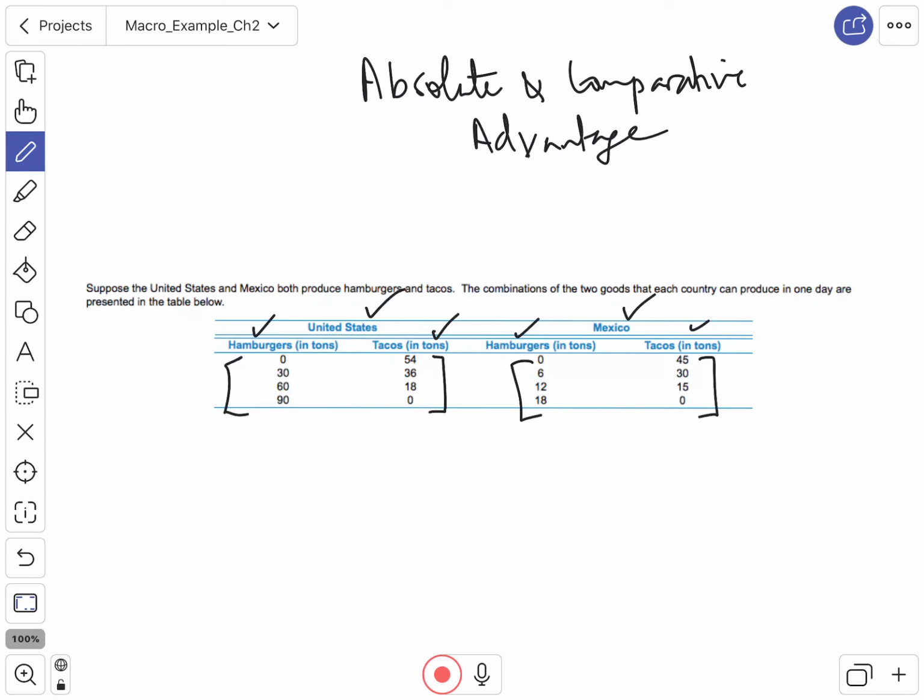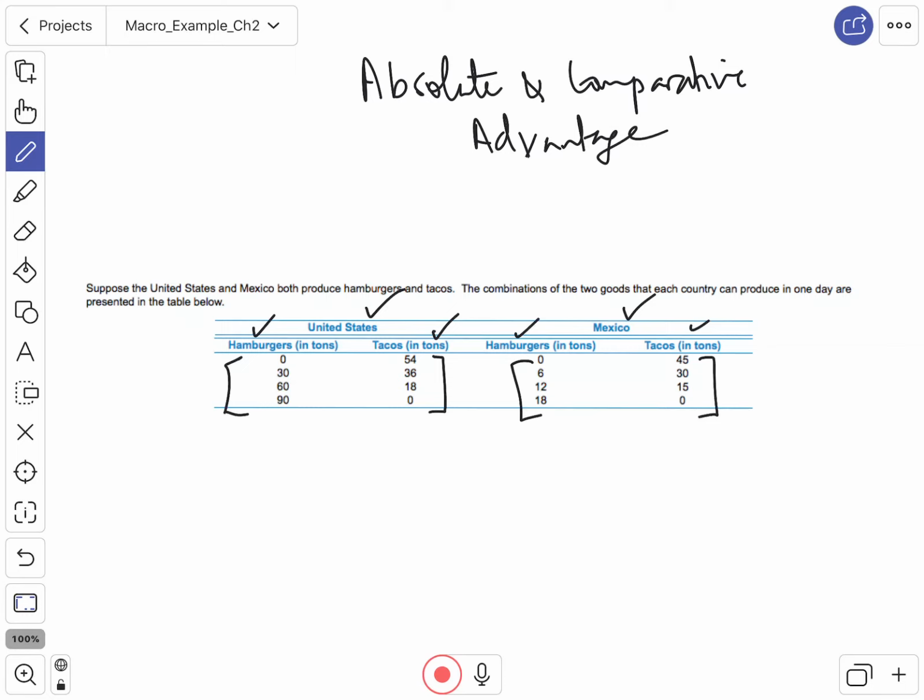Usually these types of questions would ask you about the absolute advantage and the comparative advantage. In terms of absolute advantage, we know that it's related to the ability of a certain country, or an individual or a firm, to produce more of a certain good than the competitors, using the same amount of resources.